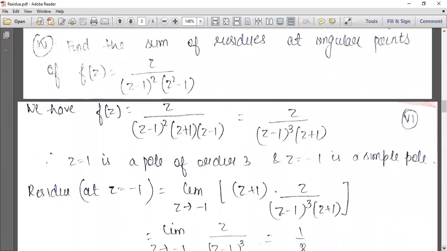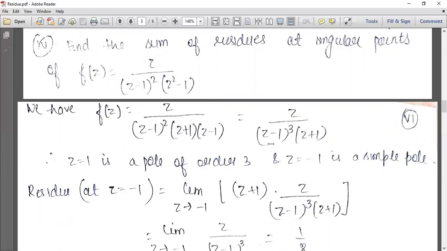Now next is: find the sum of residues at singular points of f of z, z divided by (z minus 1) square (z square minus 1). So f of z is z divided by (z minus 1) square times (z square minus 1). z square minus 1 can be written as (z plus 1) into (z minus 1). So this is (z minus 1) cube into (z plus 1). Now to find the pole, when you put denominator equal to 0, you will get z equal to 1 or z equal to minus 1. So here (z minus 1) is raised to power 3.